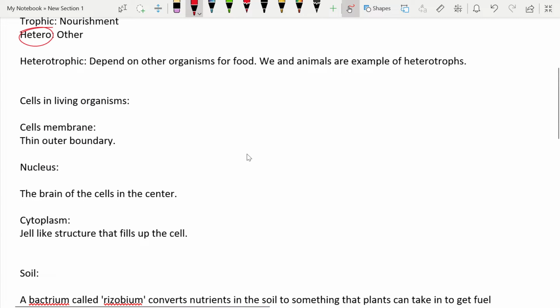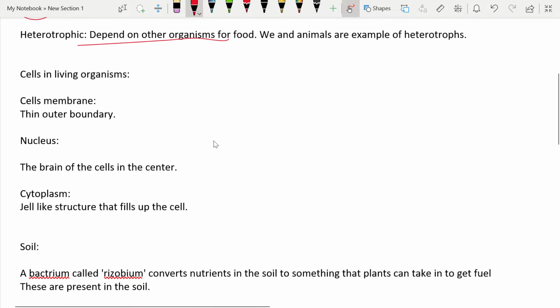Heterotrophs are organisms that depend on other organisms for their food. We and animals are examples of heterotrophs. So, animals do not cook up food by themselves. They do not make food. They eat other animals or they eat the plant. So herbivores eat plants and carnivores eat other animals.